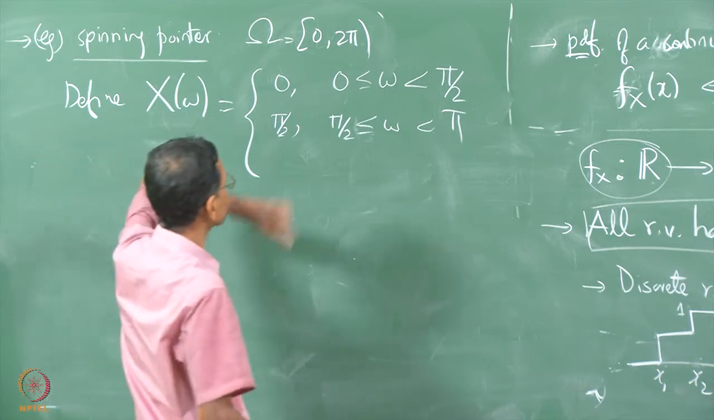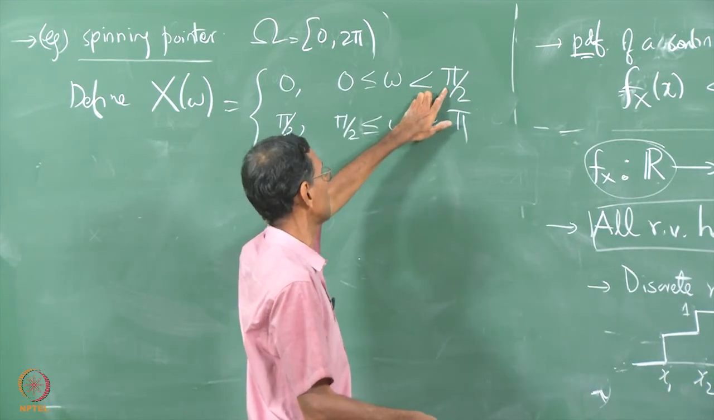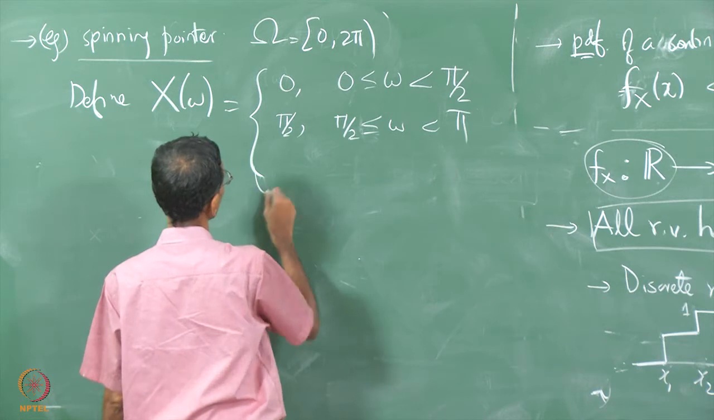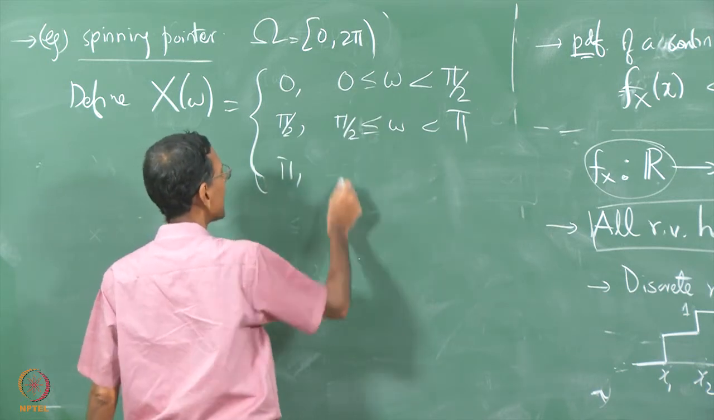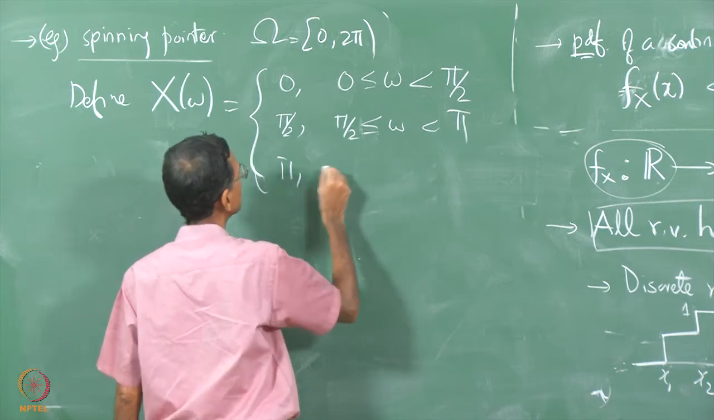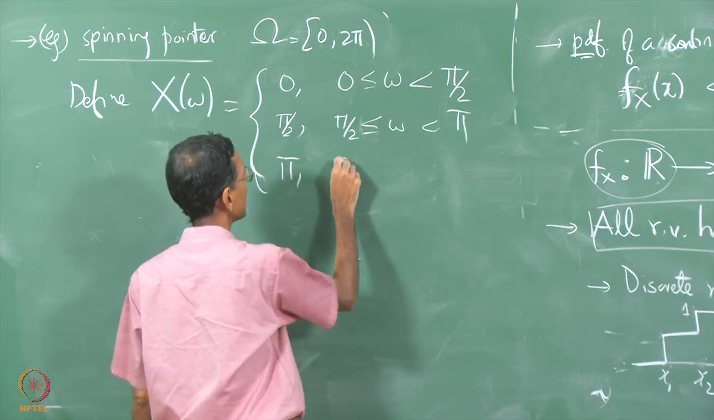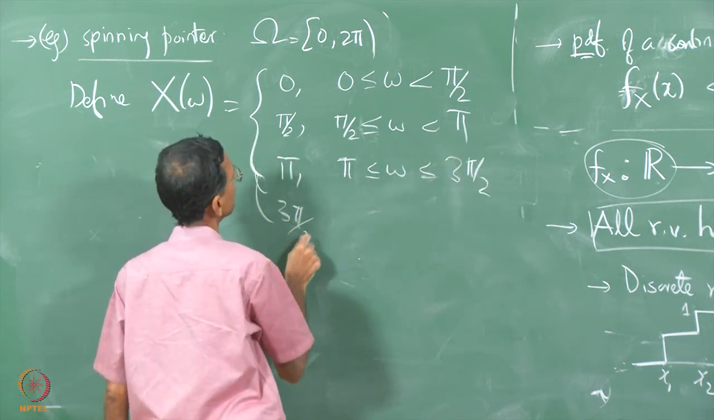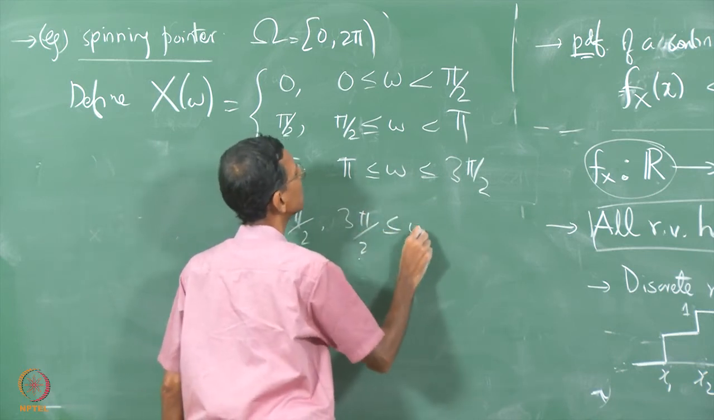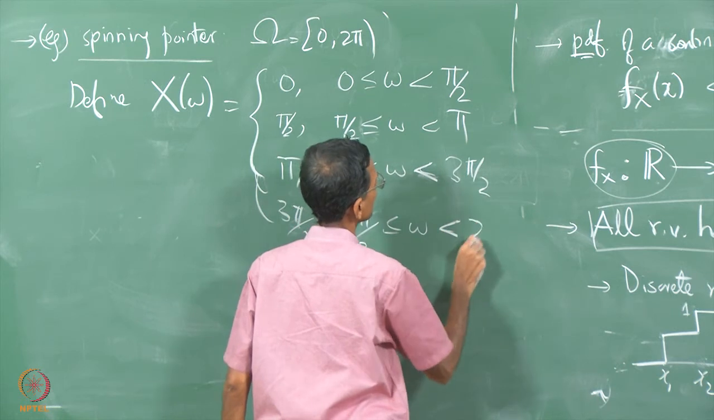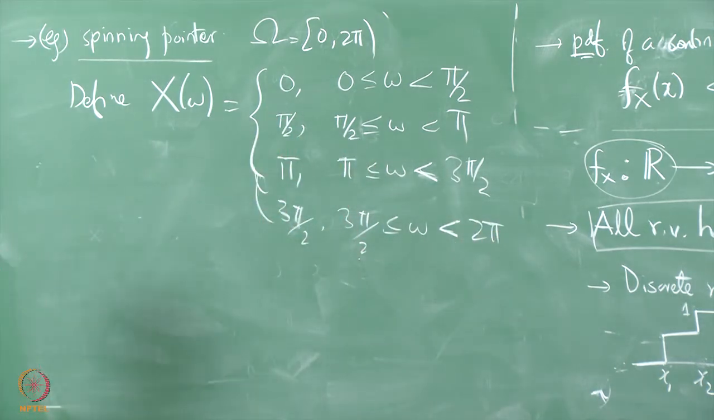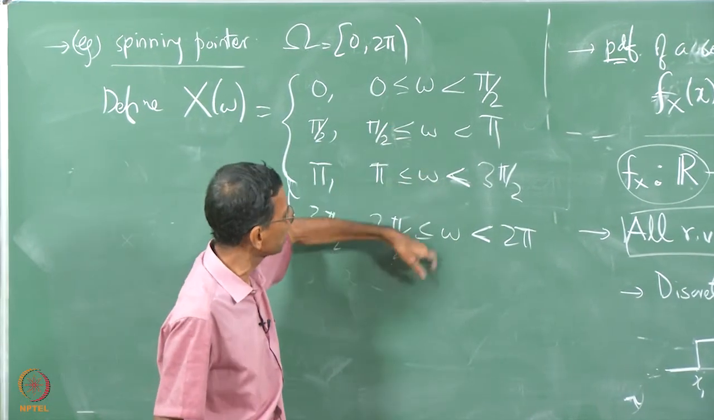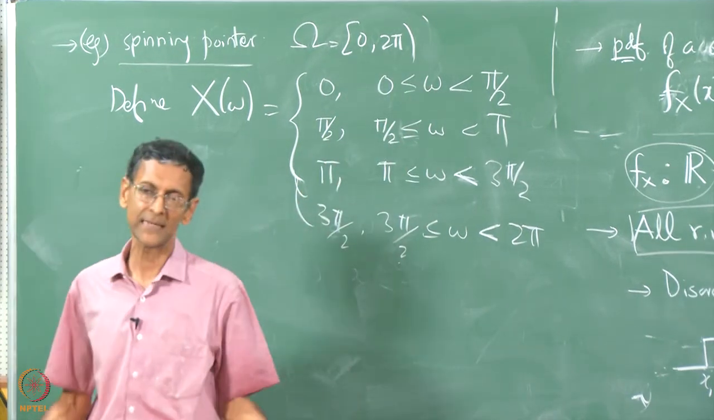So if this pointer stops at any number between 0 and pi by 2, not included, I am going to say that the value of the random variable is 0. Then I extend this. Clearly I have to specify the entire range of omega, so I continue in this fashion: pi less than or equal to omega less than 3 pi by 2, and then 3 pi by 2 to 2 pi. This is now a full specification of a random variable, because I have defined X of omega for all omega that can come out of the experiment.